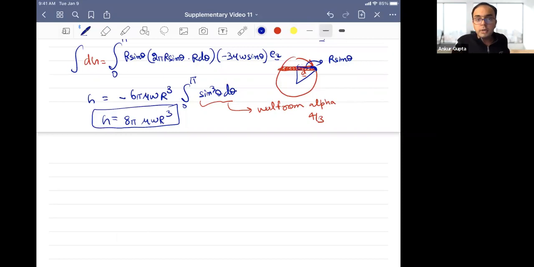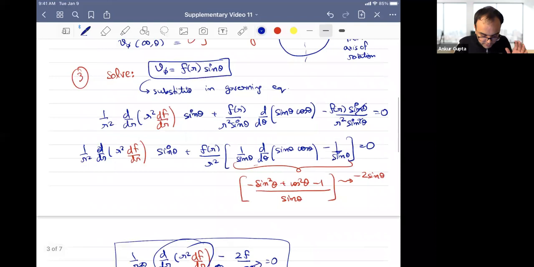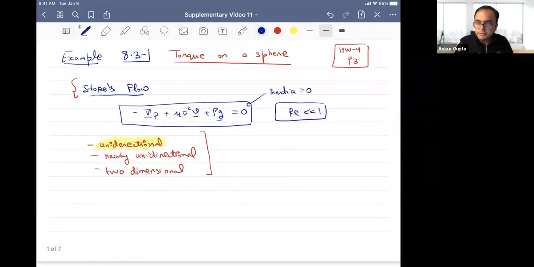Okay, so this is a difficult problem. I realize that there are a lot of things we introduced in the video. So let's go through slowly again and again to make sure you know what we did. First, we started with the problem. It's a unidirectional problem in Stokes flow when the Reynolds number is much less than 1.